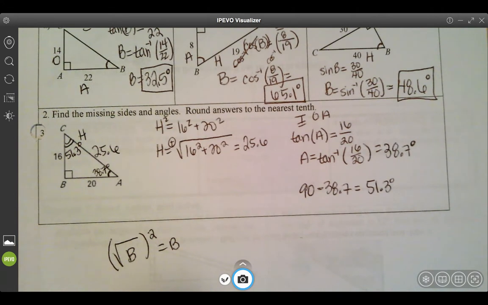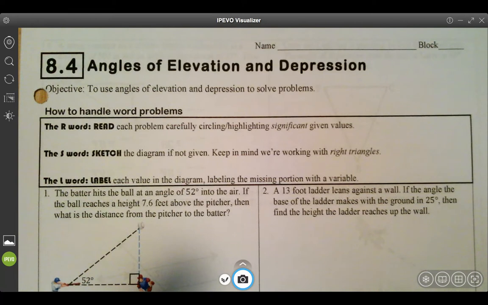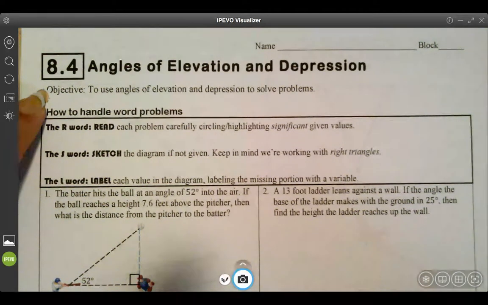Okay, let's take a look at our next section of notes. So 8.4, we're talking about specific ways of setting up angles. So this section is going to use a lot of examples of word problems and real world examples of where we would start measuring angles. So it'll give a little bit of an application of why we're learning all of this. Our objective is to use angles of elevation and depression in order to solve problems.